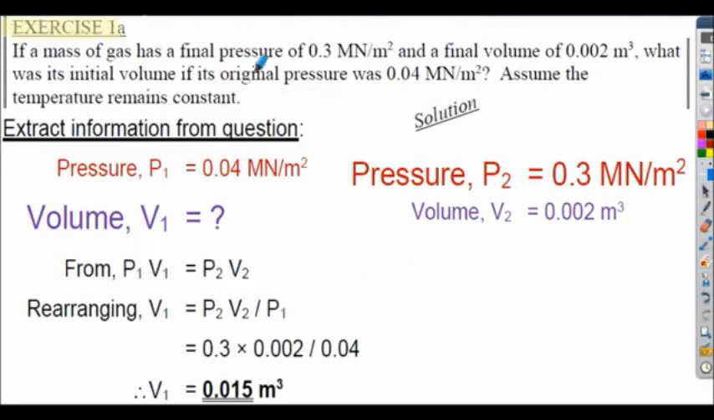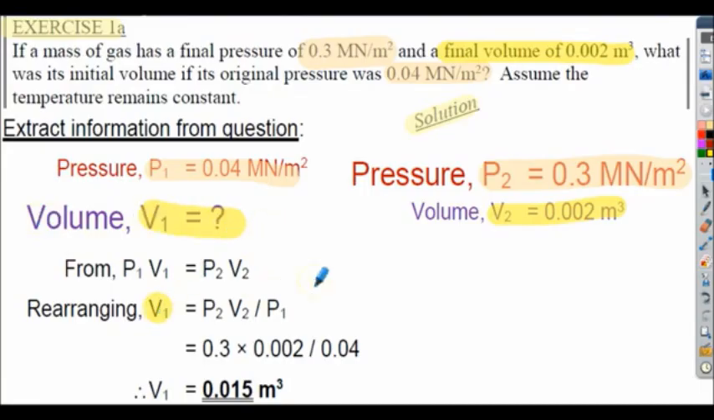Exercise 1A, here's the full solution. As always, extract the information from the question. Pressure P1, pressure P2. Final volume labelled as V2 here. And we've got to determine the initial volume V1. This time transposing for V1, we have P2 and V2 divided by P1. And putting in the values, the initial volume V1 is 0.015 meters cubed.